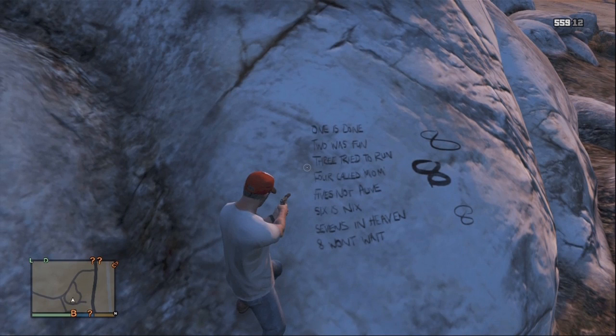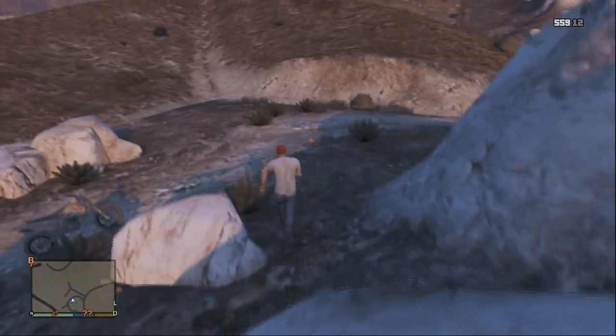In my opinion, the final line, 8 won't wait, can be perceived in one of 2 ways. The first being that he himself eventually will be the final victim, thus completing his goal of murdering 8 people. Or he himself will not wait to murder his final victim because he knows that his incarceration is inevitable.